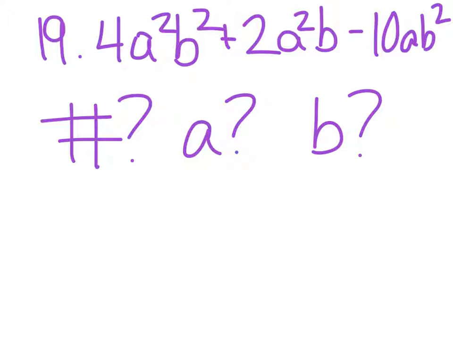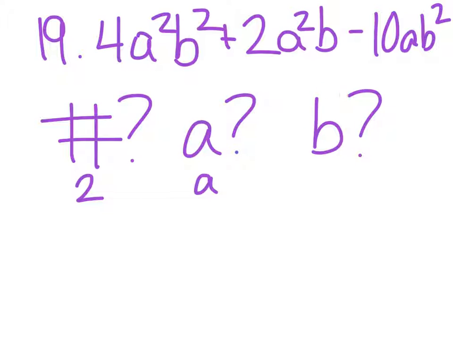So when you look at each of these, you have to decide what they have in common. First you want to see, do they all have a number in common? You have 4, 2, and negative 10. They should have 2 in common. Then look at each variable. Do they have a in common? They do, and they don't all have a squared. They all have a. So that's going to be a.